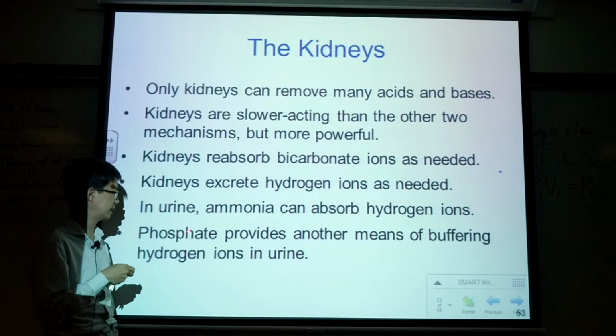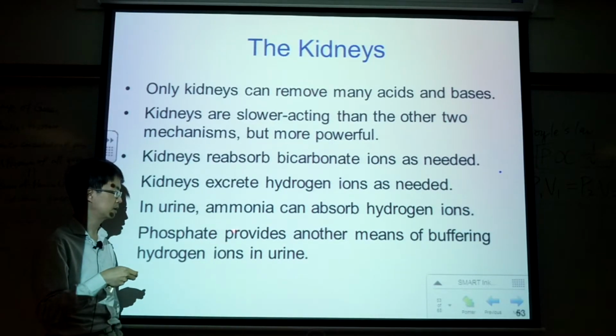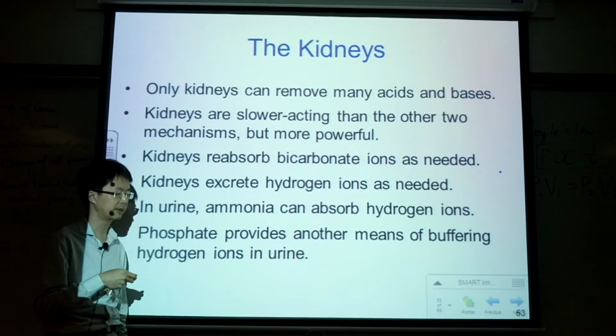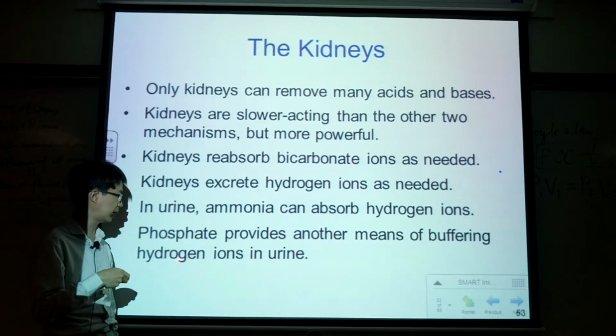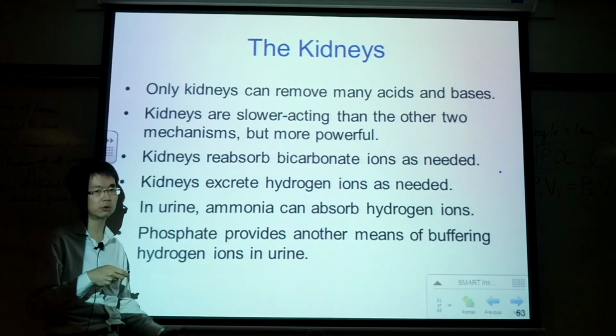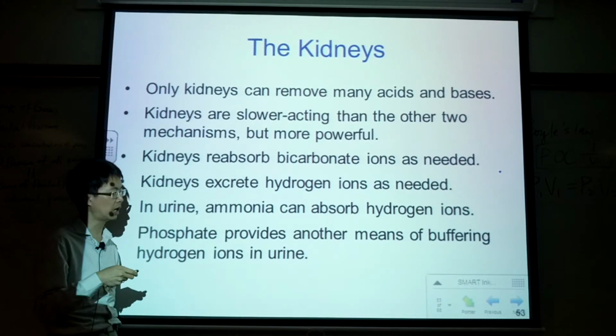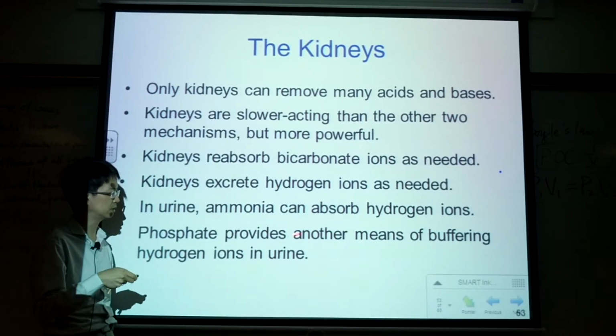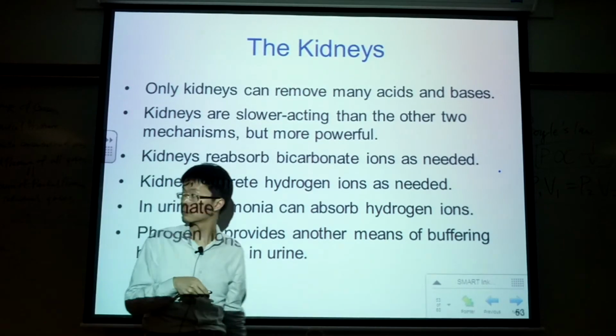And phosphate is another buffering ion. Phosphate acts very similar to bicarbonate ion. They can buffer the hydrogen ion in the urine. So when we get rid of excess ammonia and excess phosphate, they can help to extract the hydrogen ion from your blood so that it will be excreted as the urine.